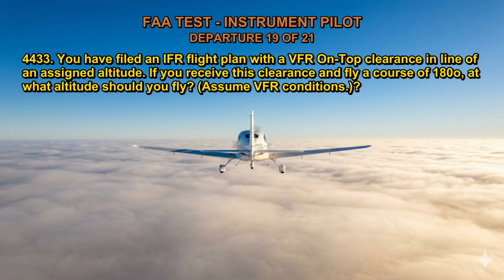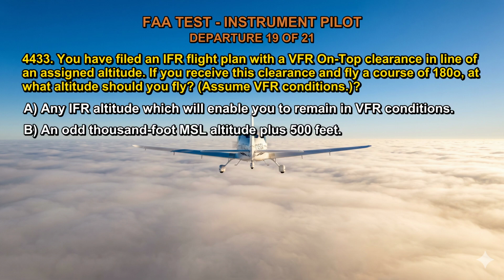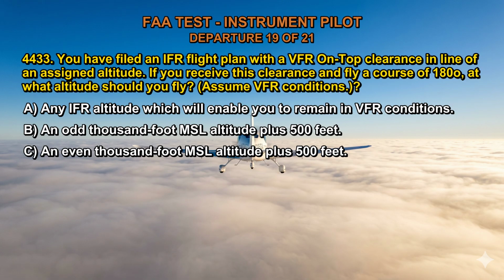4433. You have filed an IFR flight plan with a VFR on top clearance in lieu of an assigned altitude. If you receive this clearance and fly a course of 180, at what altitude should you fly? Assume VFR conditions. A. Any IFR altitude which will enable you to remain in VFR conditions. B. An odd 1,000-foot MSL altitude plus 500 feet. C. An even 1,000-foot MSL altitude plus 500 feet. The correct answer is C.